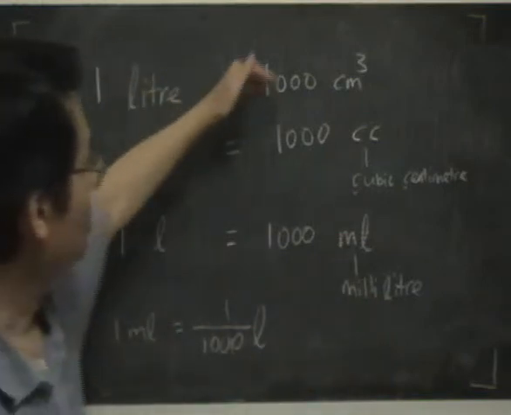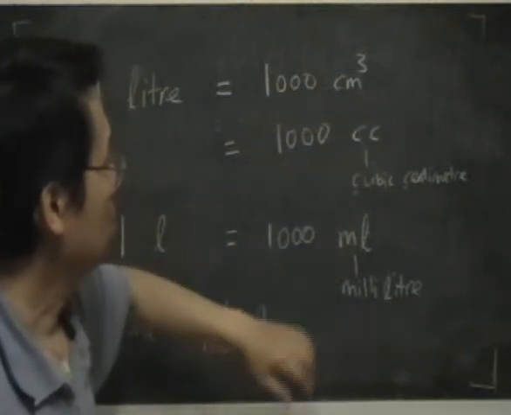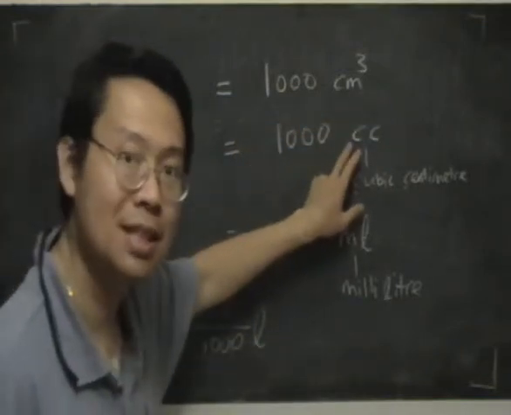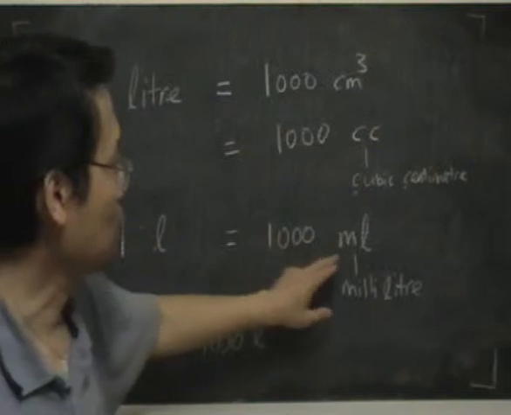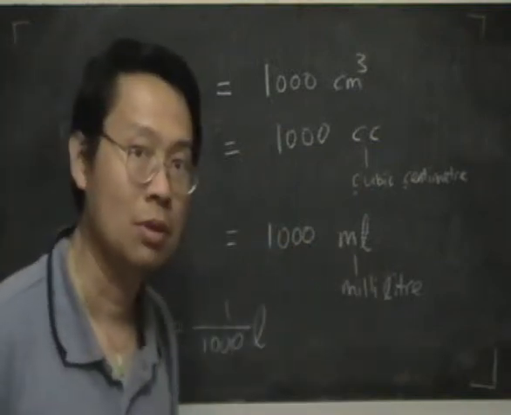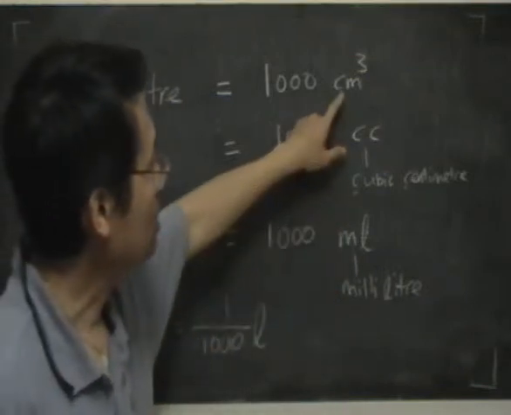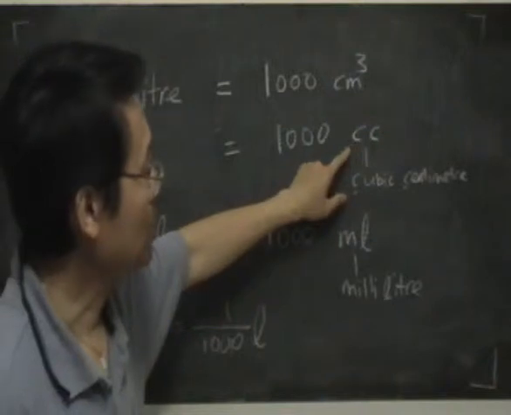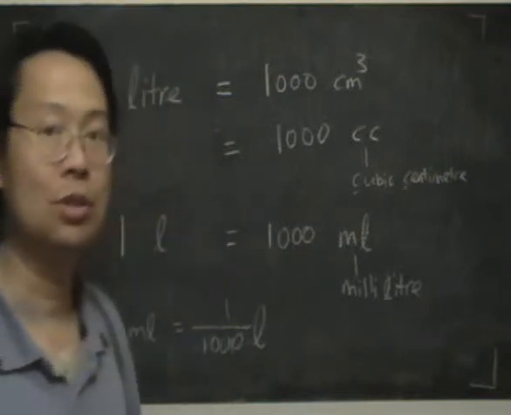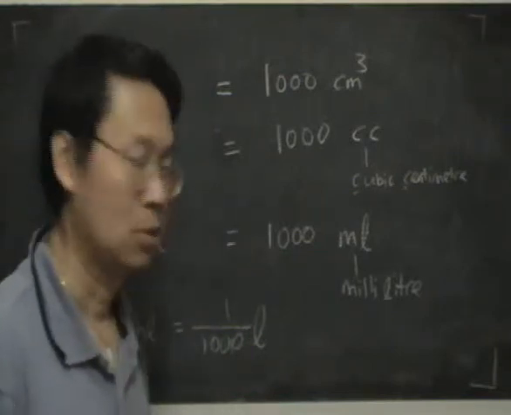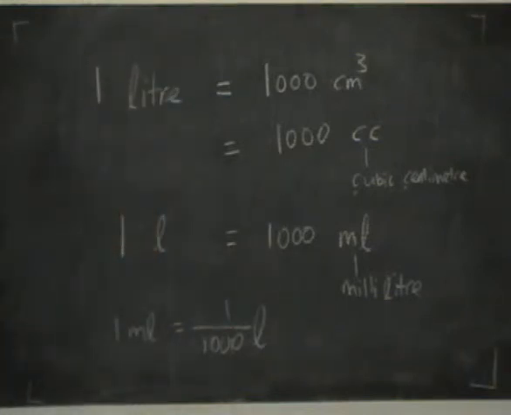So if you look at these three, 1 liter is the same as 1000 cm cubed. It's the same as 1000 cc for cubic centimeter. It's the same as 1000 ml for milliliter. Right? So in other words, cm cubed, cubic centimeter, milliliter, they are exactly the same. Just 3 different ways to say the same units. Right.